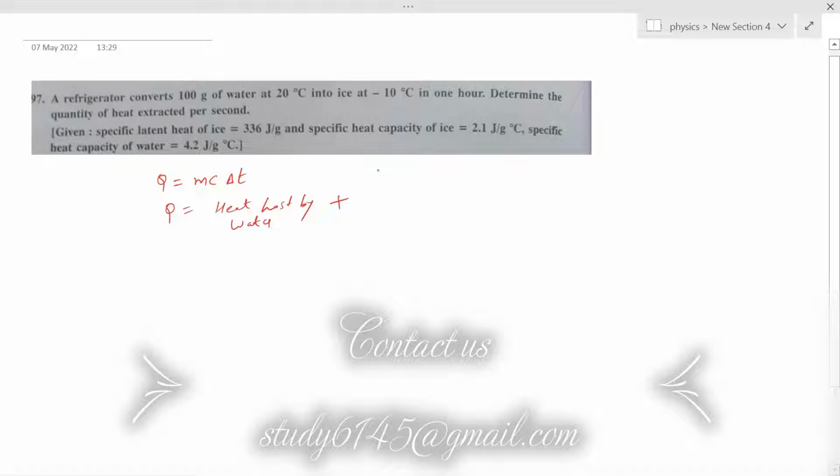Plus what will be the next? Latent heat. Okay, so what should I write? Change in phase. 100 into 336. So water to ice, correct? Next, what will be the temperature in this case? Heat lost by water. Tanisha, quickly.